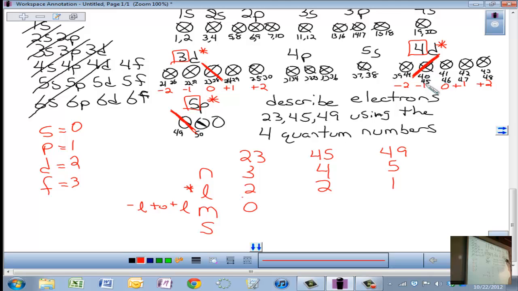Okay, over here, negative 2, negative 1, 0, positive 1, and positive 2. Again, look where my red line's at. This one's going to correspond to the negative 1. And finally, 49, negative 1. And here's the reason why. The value of a p was a 1, so we're going to go negative 1, 0, and positive 1. And look where my red line is. It is in the orbital that has a negative 1 value. Now, the last one is spin.